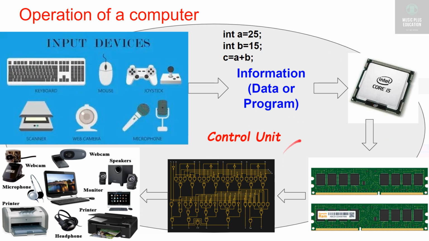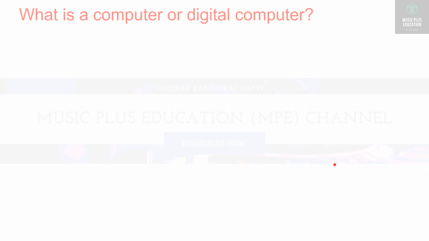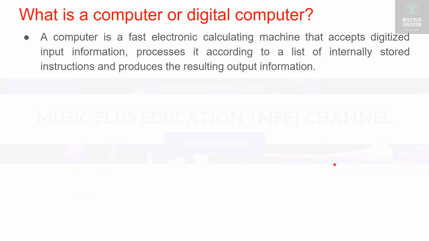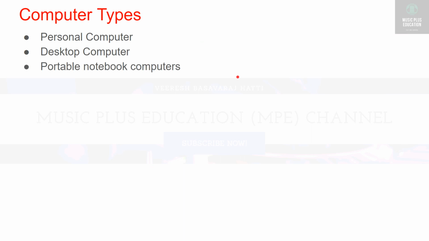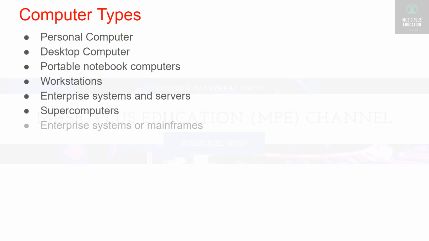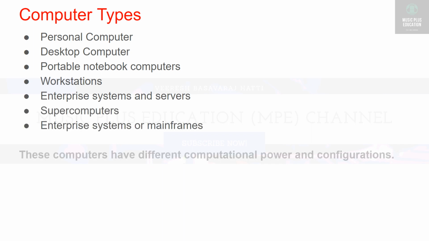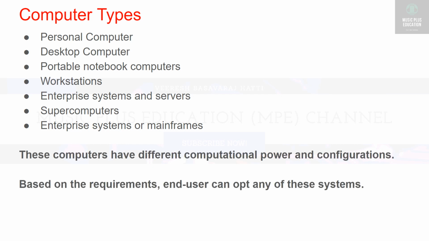Now let us see what is a computer or digital computer. A computer is a fast electronic calculating machine that accepts digitized information, input information, that's ones and zeros, processes it according to a list of internally stored instructions and produces the resulting output information. And then computer types. What are computer types? Personal computers, desktop computers, portable notebook computers, workstations, enterprise systems and servers, supercomputers, enterprise systems, or mainframes. These computers have different computational power and configurations. Based on the requirement, the end user can opt for any of these systems.